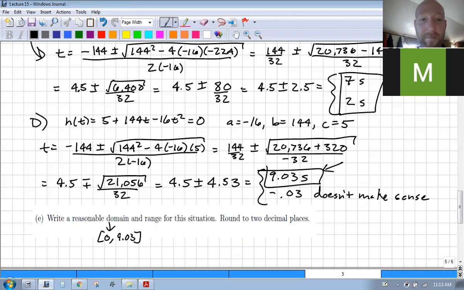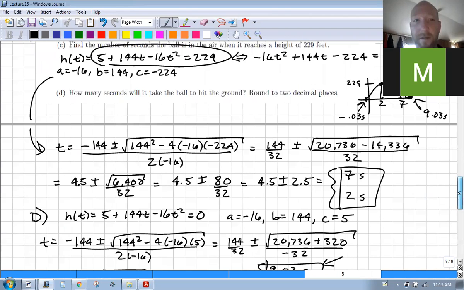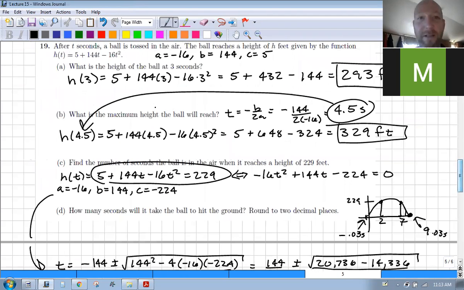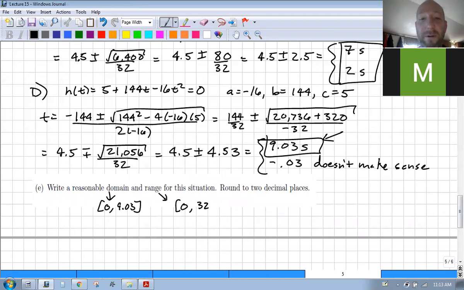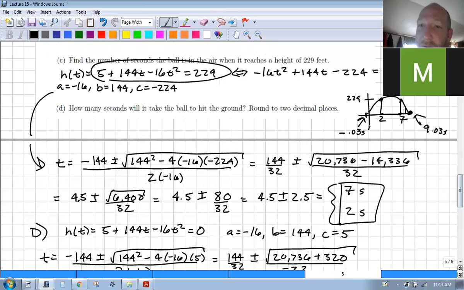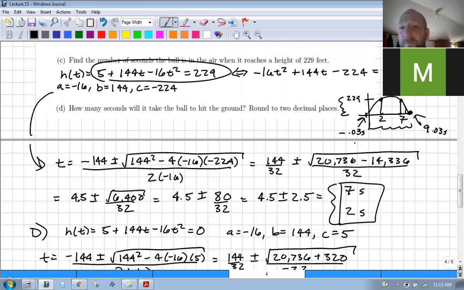The range, we start off at a height of 0. And let's see, we found that the maximum height the ball reached was 329 feet. So the up and down is from 0 to 329. So that's our domain and our range of interest here, right? So domain, range. Any questions about that? That makes sense, right?